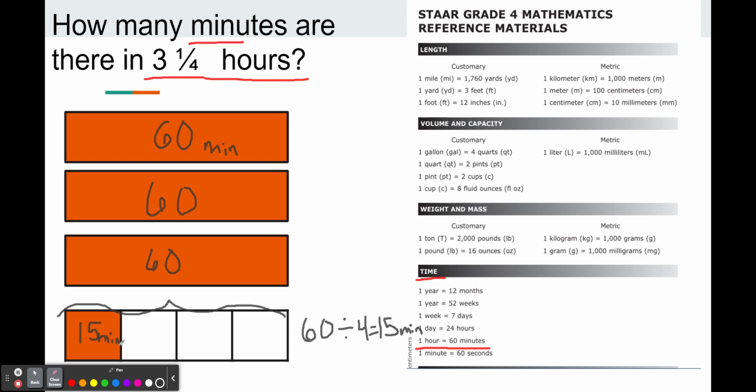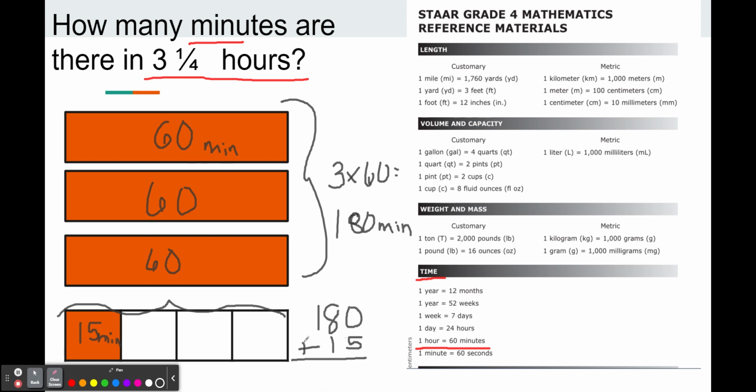So now all together, how much do I have? So if I add up all of my 60s, or if I do 3 times 60 minutes, that's going to give me 180 minutes, right? And then I have to go ahead and add 15 minutes. So if I add 15 minutes to 180 minutes, that is going to give me 195 minutes. So to answer our question, how many minutes are there in 3 1/4 hours? It's going to be 195 minutes.